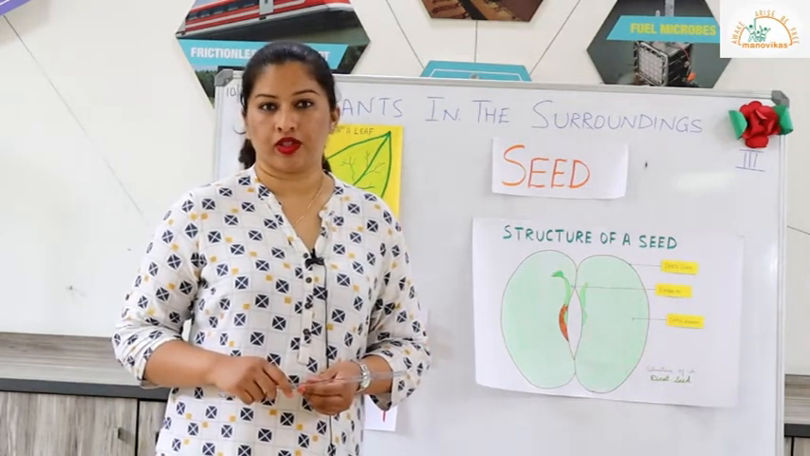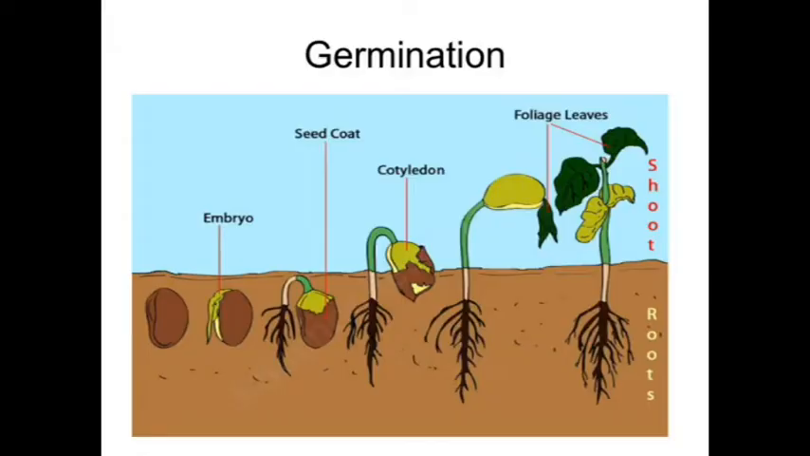Let us watch this video. Germination. We know plants mostly grow from seeds. A seed contains an embryo and its food. When a seed gets proper light, warmth, air and water, the embryo grows into a baby plant. Germination is the process by which a seed grows into a plant under necessary conditions.